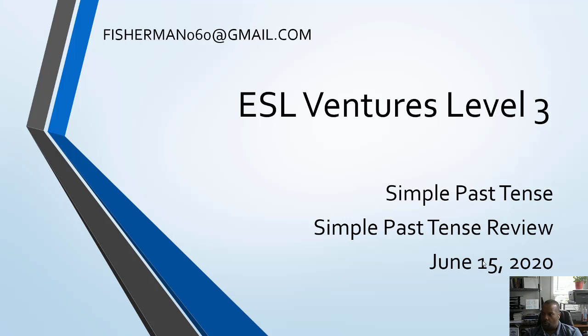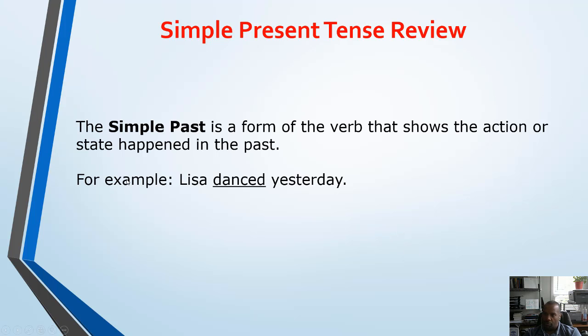Okay, so in this lesson we're going to review the simple past tense. Let's look at a review of the simple past tense so that we can refresh our memory on this. The simple past tense is a form of the verb that shows the action or state happened in the past. So remember, this is something that happened in the past.